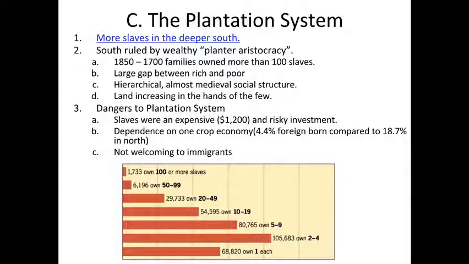It was very hierarchical, almost a medieval social structure when you think of, not the feudalism system, but in terms of where the slaves were the workers on the land, they lived on the land, and then you had the lords in their estates. So again, very reminiscent of Europe during the early 1500s, before the Renaissance period. So land really is increasing in the hands of the few, instead of the more people who are lower class.